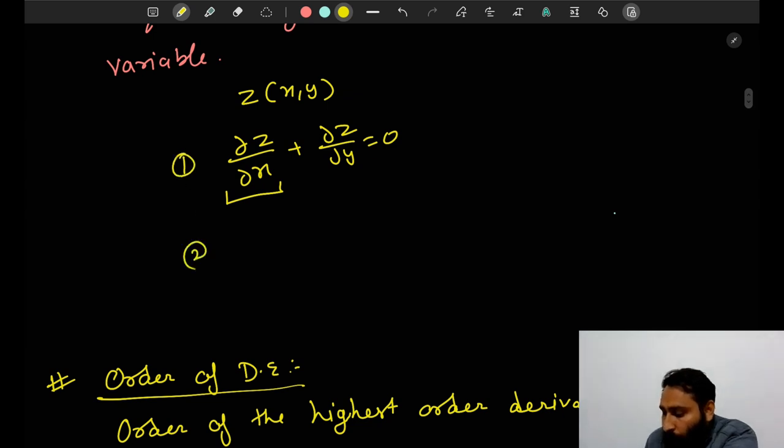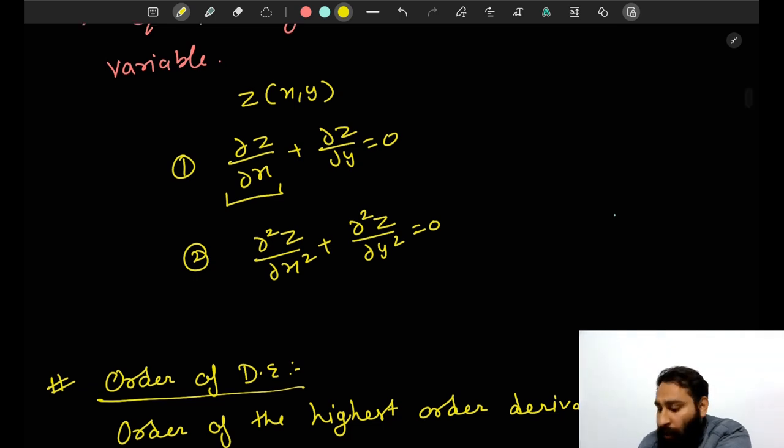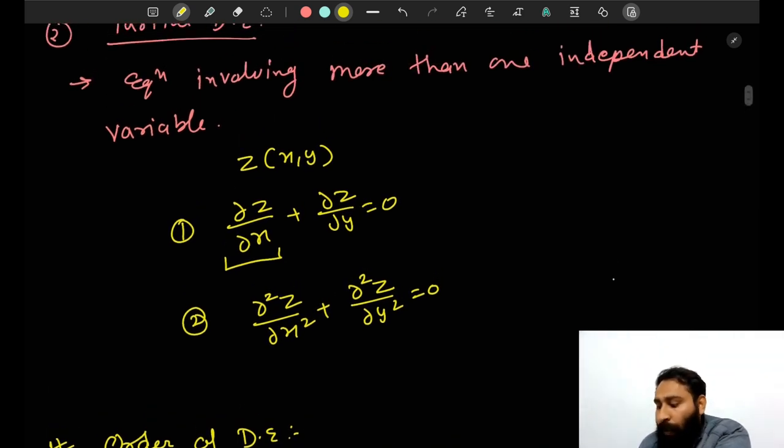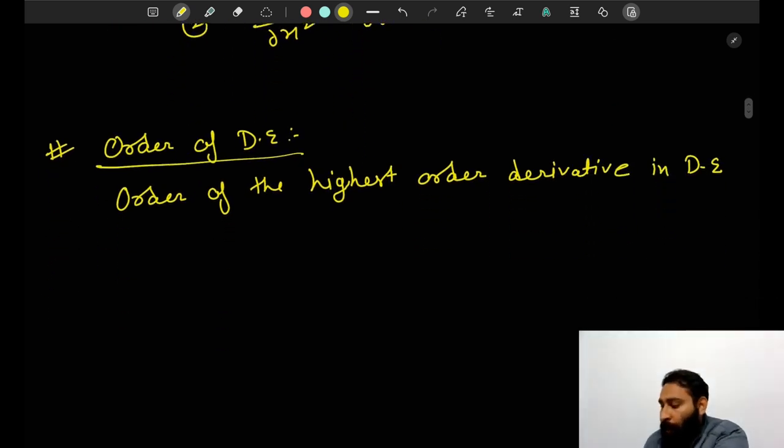Or one more we see like del square z upon del x square plus del square z by del y square. In our course, there is only ordinary differential equation. We do not discuss partial differential equation. So if I say differential equation, it means ordinary differential equation in this course. Okay. Now an important point is that what is the order of differential equation?